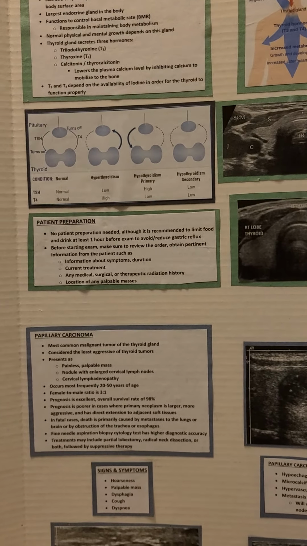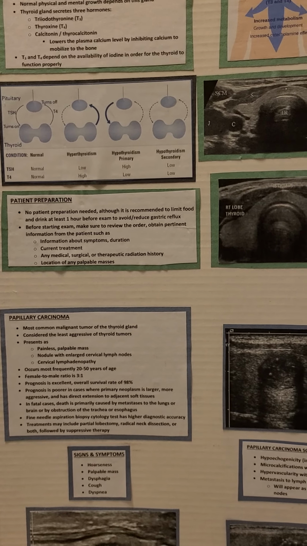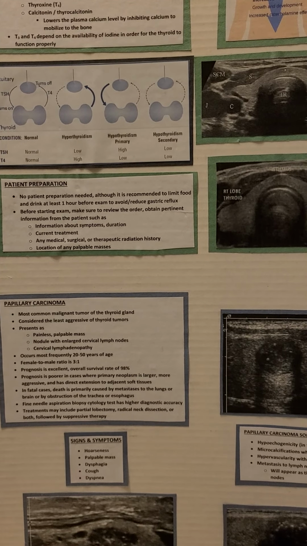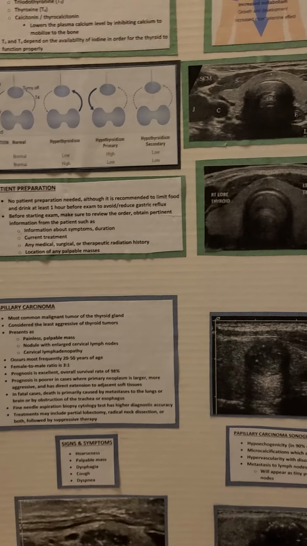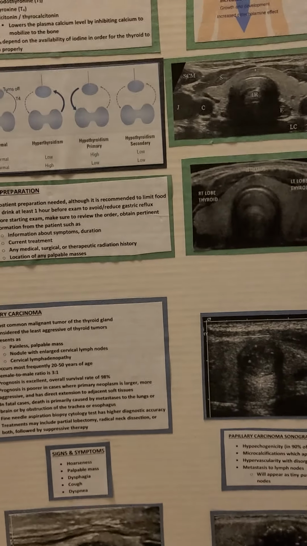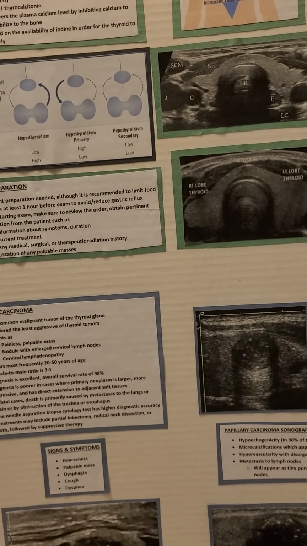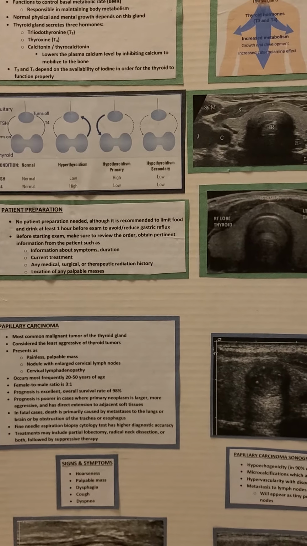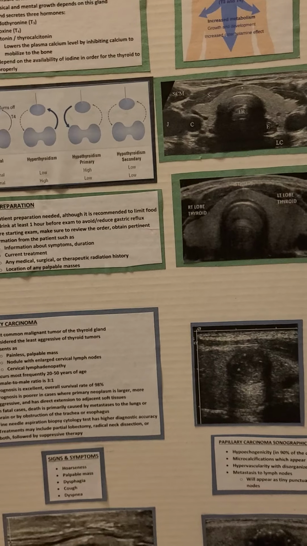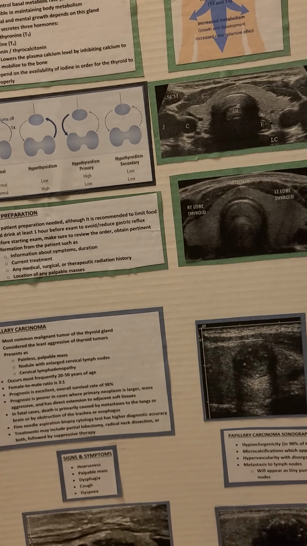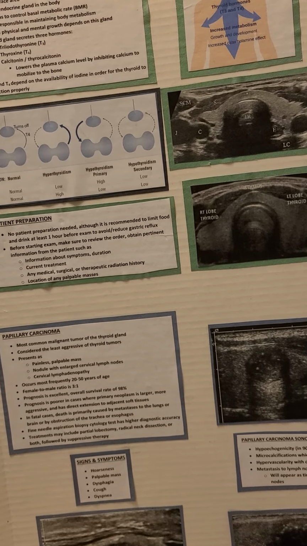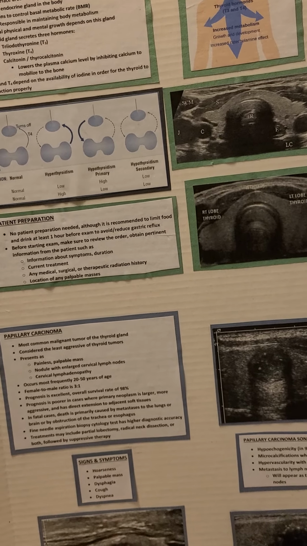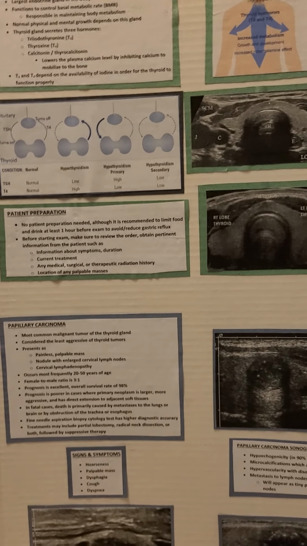The thyroid gland secretes three hormones, which are triiodothyronine, also called T3, thyroxine, which is also called T4, and calcitonin or thyrocalcitonin. And these hormones depend on the availability of iodine in order to function properly.